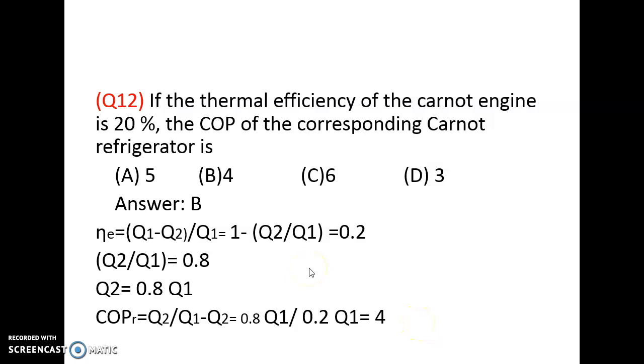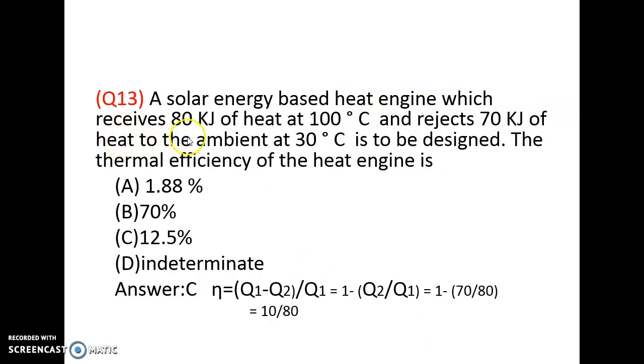A solar energy based heat engine receives 80 kilojoule of heat at 100 degrees Celsius and rejects 70 kilojoule of heat at 30 degrees Celsius. The thermal efficiency of the heat engine is? It is a solar energy based heat engine, not a Carnot heat engine. So we have to use the formula Q1 minus Q2 by Q1, or 1 minus Q2 by Q1. Q2 is 70 kilojoule and Q1 is 80 kilojoule, so 1 minus 70 by 80.